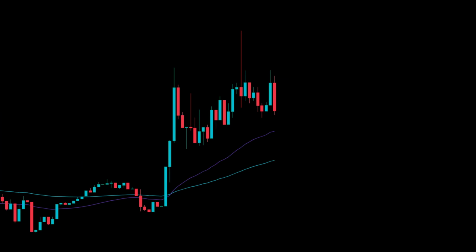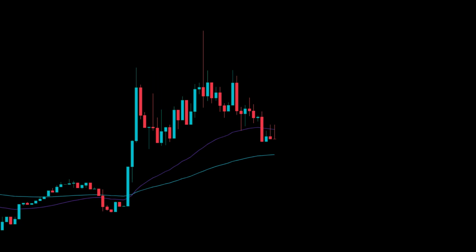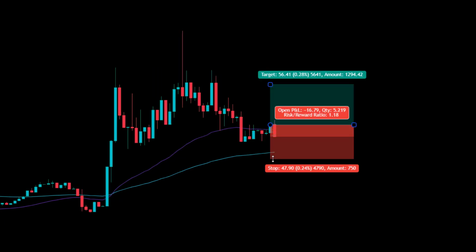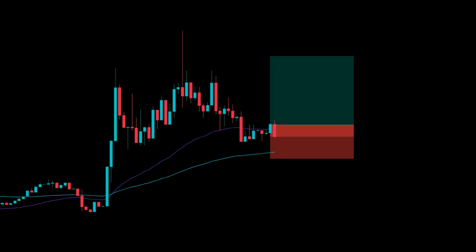Let's look at another example. Here again, we see the same thing happening. We know that price is moving in a rising market as the two smoothed moving averages are moving above each other. Next, we see a pullback and then another rise over the 20 SMA. We again open a buy position and set the stop loss below the 50 SMA. Our target is again doubled, and as you can see, this position also closed profitable.